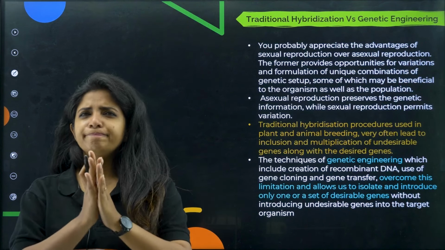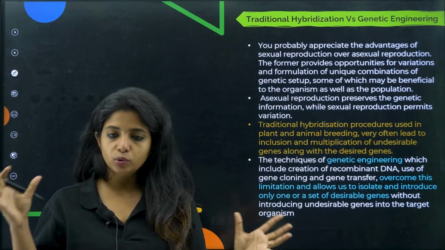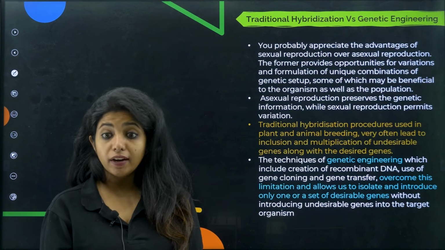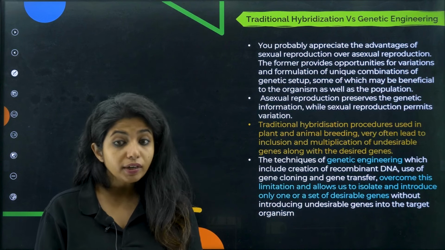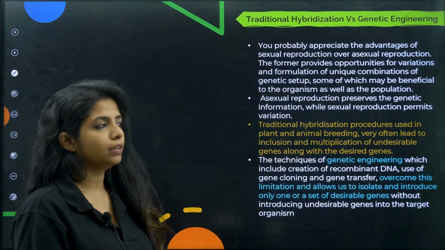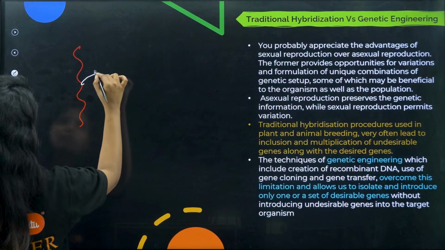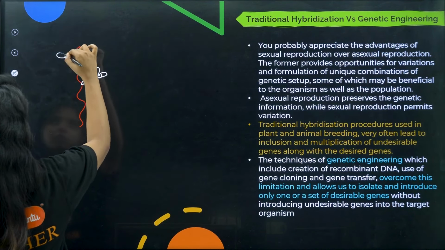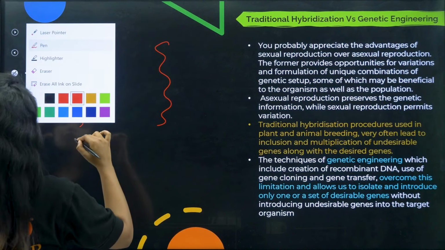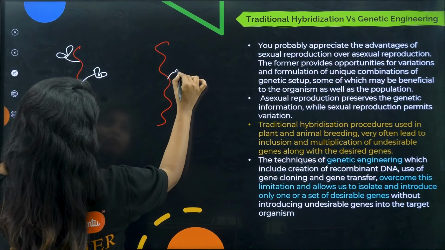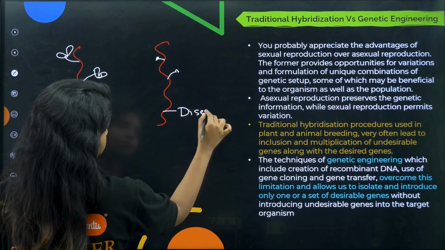Okay. So, hybridization, for example, I have got a great plant over there. This plant has great flowers, and I have got another plant which does not have great flowers but has good disease resistance. Okay. So, there is plant A, which has very beautiful flowers. And there is plant B, which does not have that beautiful flowers, not very big flowers, but it is highly disease resistant.